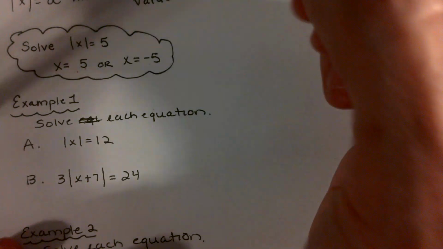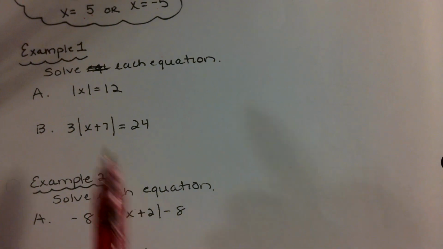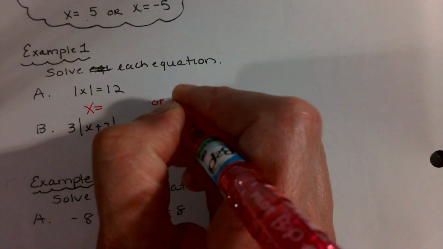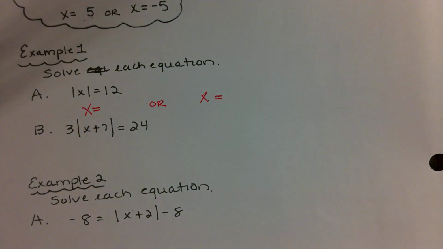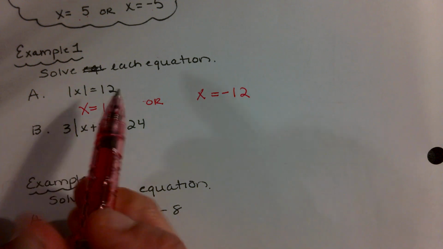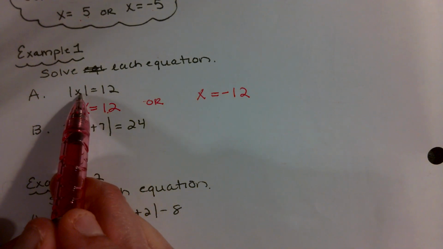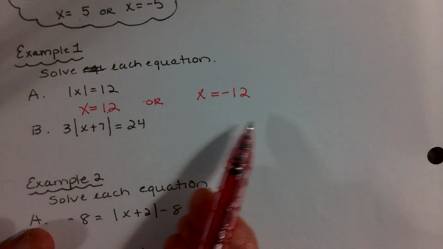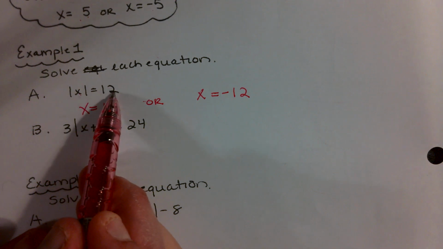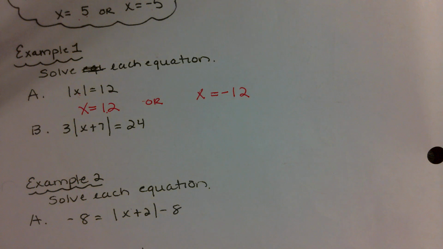Okay, so let's do an example, a real quick one here. Absolute value of x equals 12. I want you to tell me it's going to be either this or this. What would you put in there? 12 or negative 12. If I put a 12 in place of x, what's the absolute value of 12? 12. If I put a negative 12 in place of x, what's the absolute value of negative 12? 12. Okay, so that's pretty straightforward and simple. There's 2 solutions. There's always going to be 2 solutions.